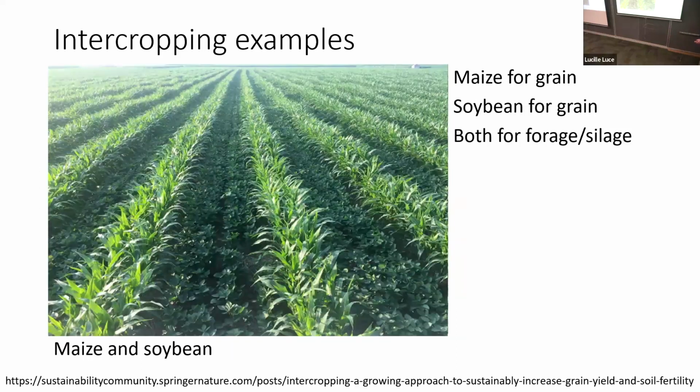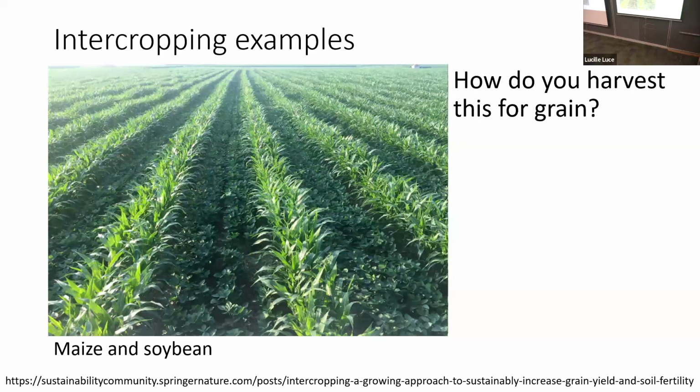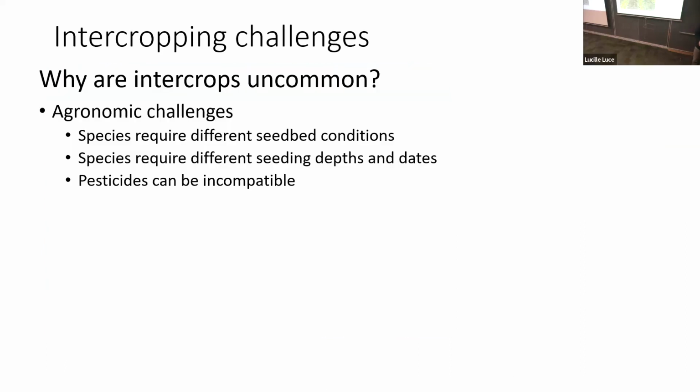And folks are even intercropping corn and soybeans. It's one thing to manage this for forage, but quite a much more difficult thing to try to manage this for grain. As you can imagine, trying to harvest combine grain from corn out of a stand like this could be pretty tricky. So why don't we see these intercrops?